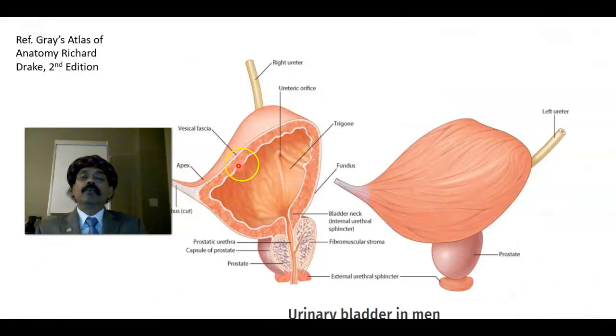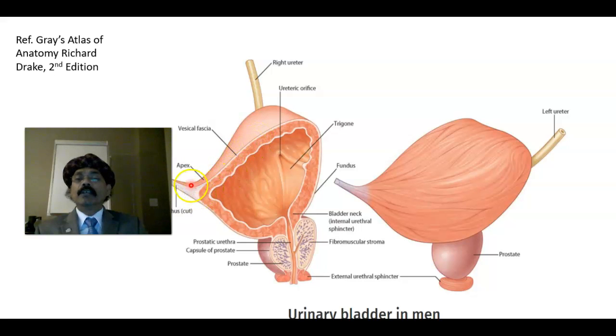Okay, so this is the male urinary bladder because we are looking at the prostate gland. In female, there is no prostate gland. This is the ureteric orifice here, internal urethral opening is here. This is detrusor muscle, and the superior surface is covered by peritoneum.